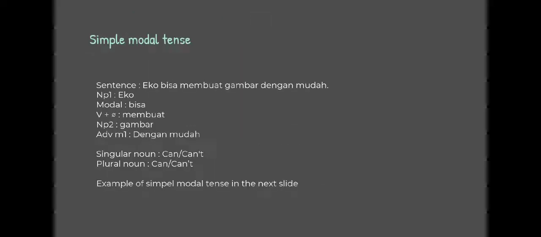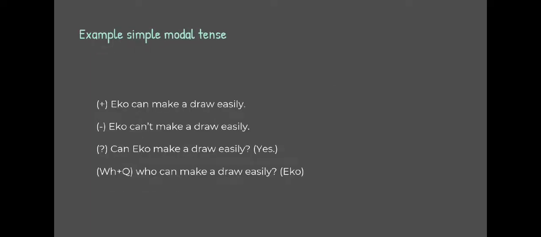Okay, next we have the simple modal tense. This tense is used when we're trying to state something necessary or compulsory, to give advice and instruction. And here's the sentence, Eko bisa membuat gambar dengan mudah. NP1 is Eko, modal is bisa, verb membuat, and NP2 is gambar, adverb manner is dengan mudah. And here for the subject I use a singular noun. Let's get to the example. Here's the example of simple modal tense that I made.